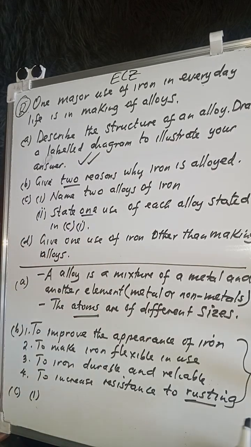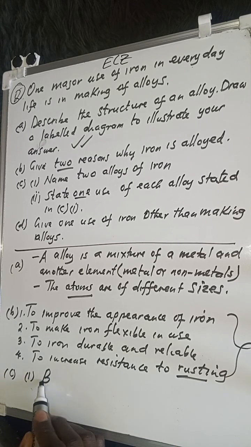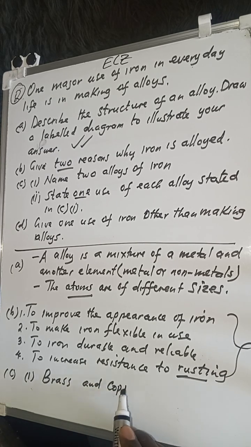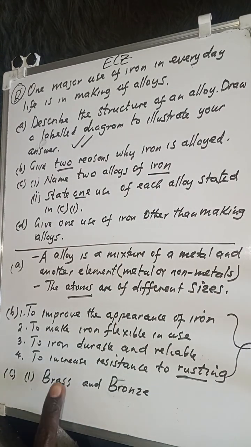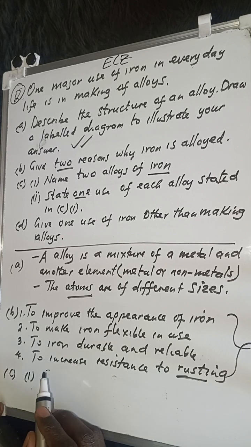C1 says name 2 alloys of iron. So what are the 2 alloys of iron? You can talk about any alloys. In the previous one, brass is an alloy, and you can also talk about bronze. But the question says name the 2 alloys of iron, and brass and bronze are alloys of copper.